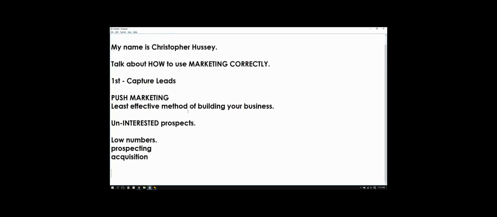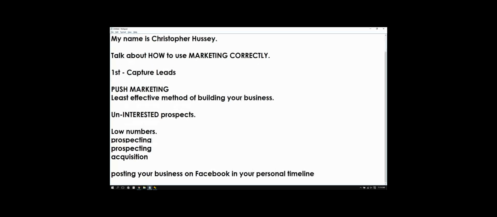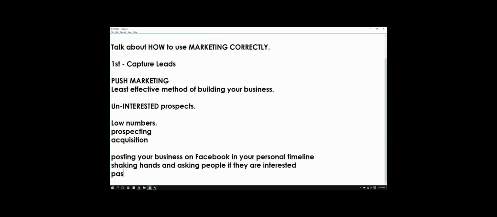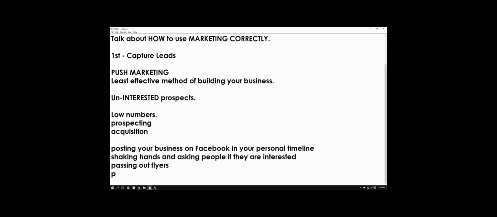I'm going to give you some examples of push marketing. Posting your business on Facebook in your personal timeline. Push marketing. Not effective. Shaking hands and asking people if they are interested. Push marketing. Passing out flyers. Push marketing. Passing out business cards. Push marketing. Anything where you are taking your information and putting it into the public would be considered push marketing.